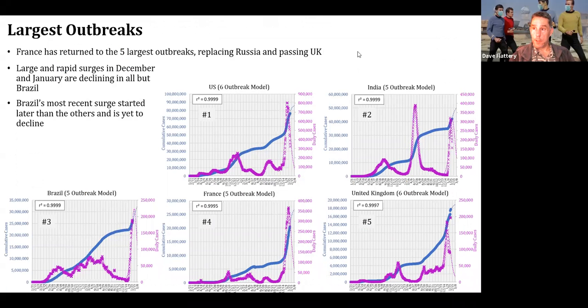So the 5 largest outbreaks have changed. France has returned to the 5 largest outbreaks. It displaced Russia and actually passed UK by a little. There now are 2 in Europe, 1 in Latin America, 1 in South Asia, and of course us in North America, that make up the 5 largest outbreaks. And you can see there's a similar kind of pattern in terms of having a very sharp peak. It peaks in early to late January, depending on which country, and is now declining.